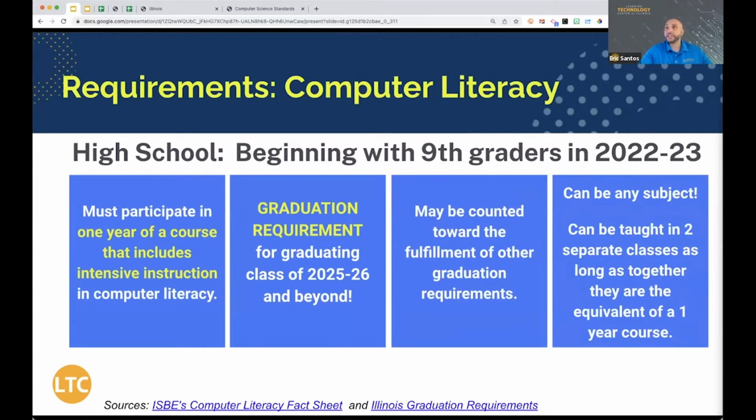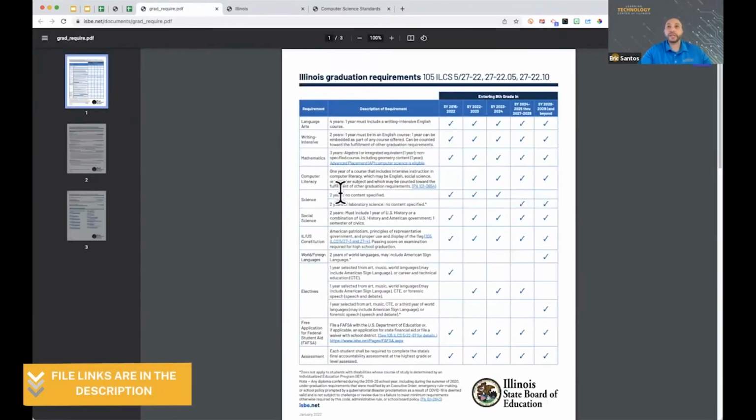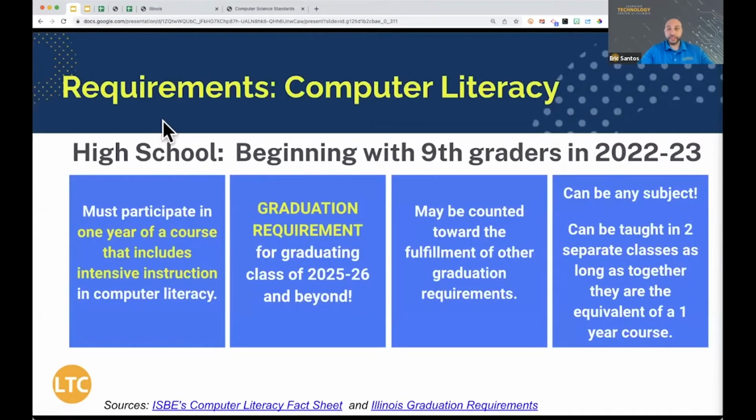And so there's that fact sheet in the chat, but there's also this set of Illinois graduation requirements. And you can see there that computer literacy is listed as a requirement with a description, and that would be checked off starting in the year 22-23. So again, next year, your freshmen coming in, before they graduate, have to complete a course that includes intensive instruction in computer literacy.